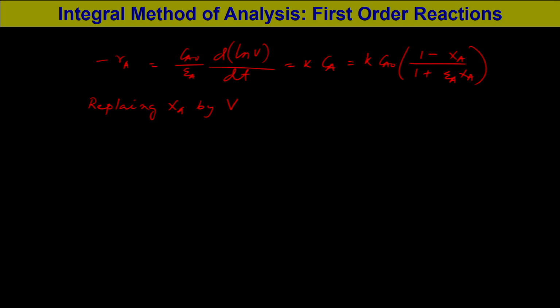from the earlier equations which we have derived, the relations between X_A and V, if we substitute that over here and then integrate, we would obtain minus ln(1 minus delta V divided by epsilon_A V_0) equal to kt. So, here delta V is V minus V_0.